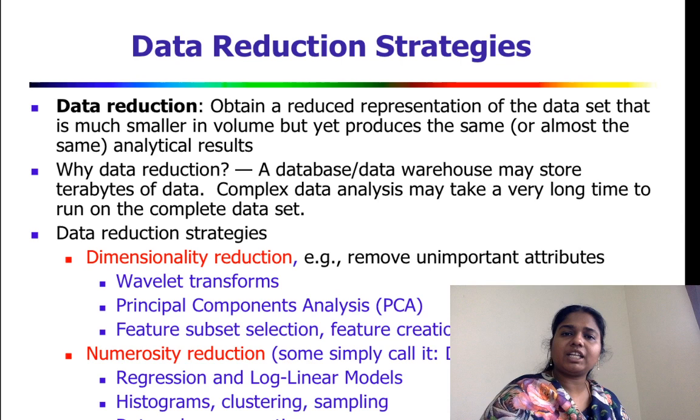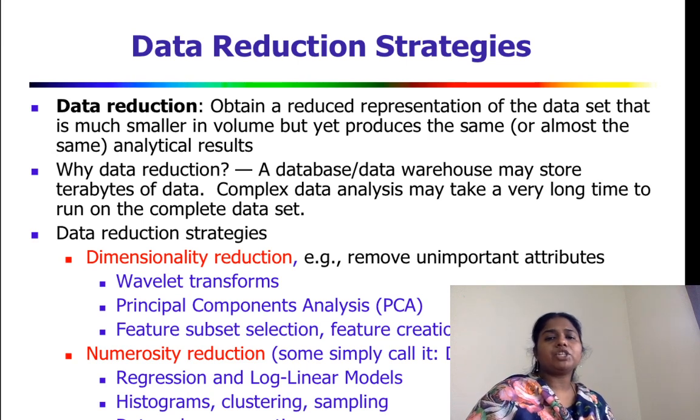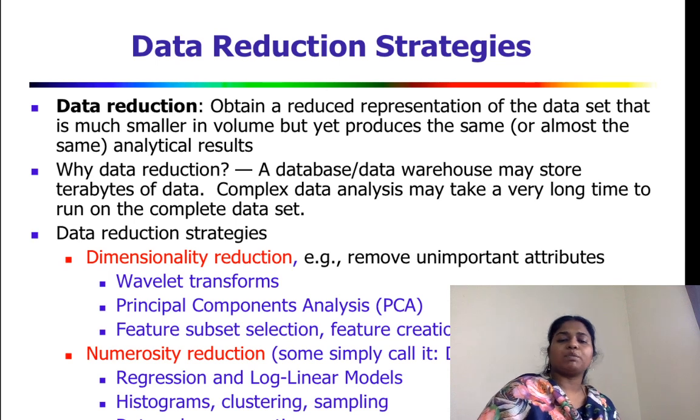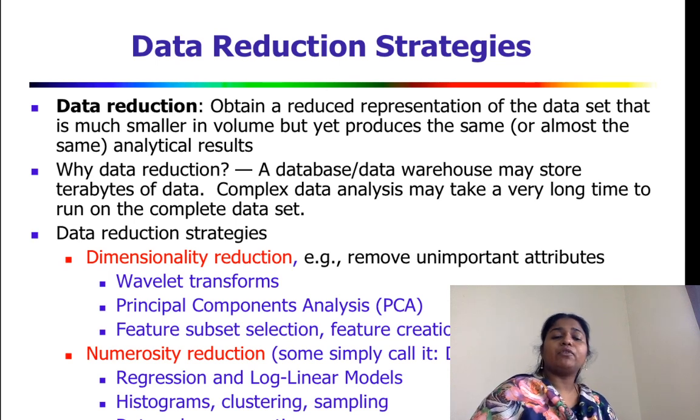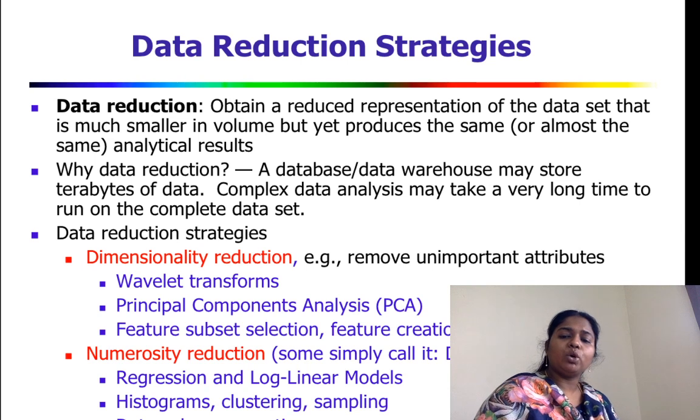There are different strategies for data reduction. The first one is called dimensionality reduction, in which the unimportant attributes are removed. We have seen what wavelet transform is, and we have also seen a glimpse of principal component analysis. The further things that we need to look into are feature subset selection and feature creation. We will be looking into these methods in today's session.